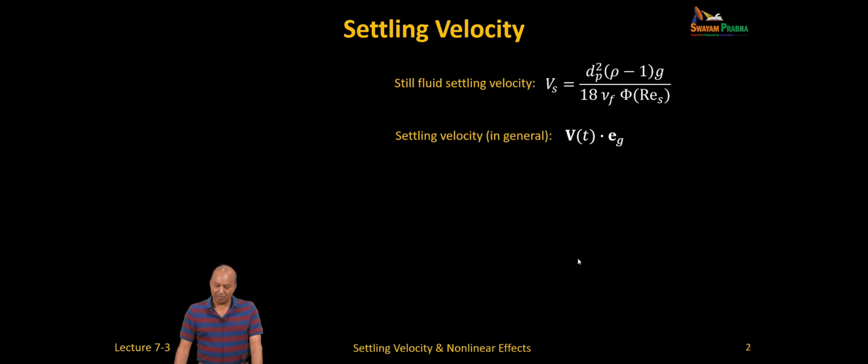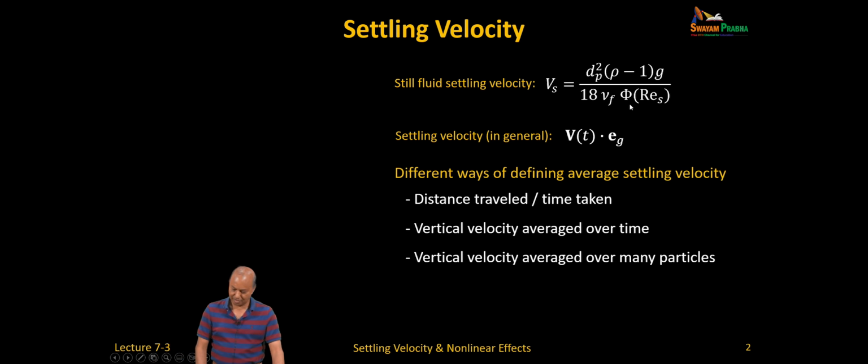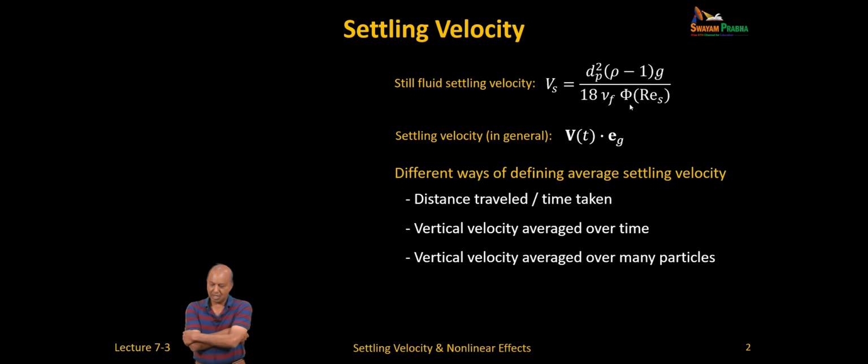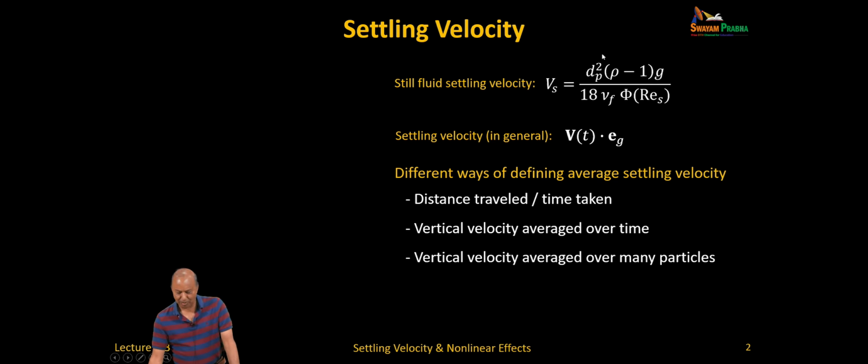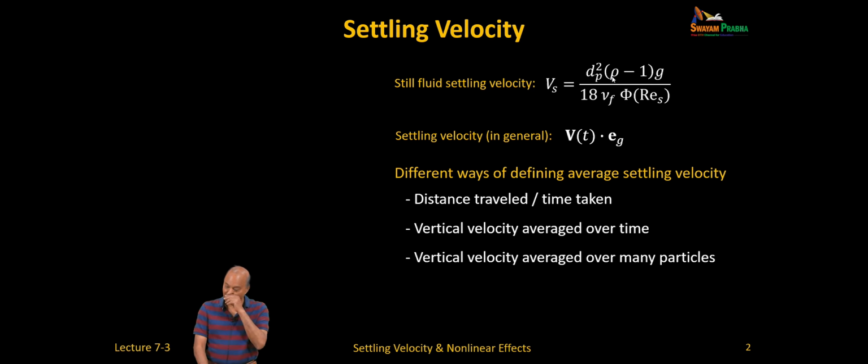Yesterday we talked about the velocity at which a particle is settling, and I wrote this equation. You can see that it's proportional to diameter squared, and rho is the density ratio, the ratio of particle density to fluid density.